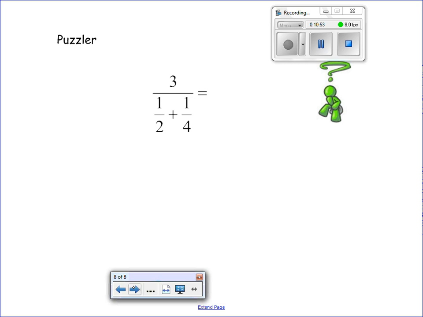Let's work on this puzzler. I'm going to pause it and see if you can determine what the answer is to the puzzler problem.